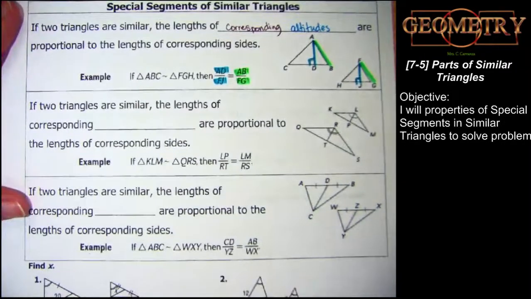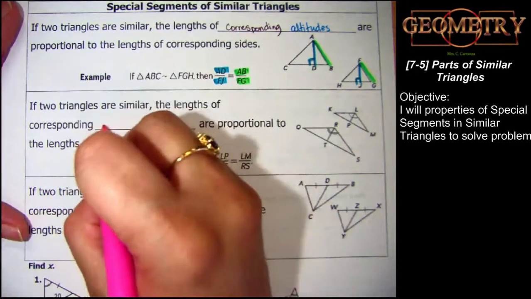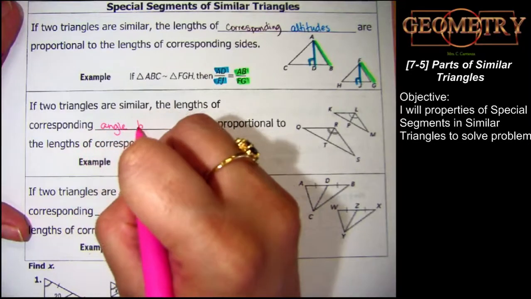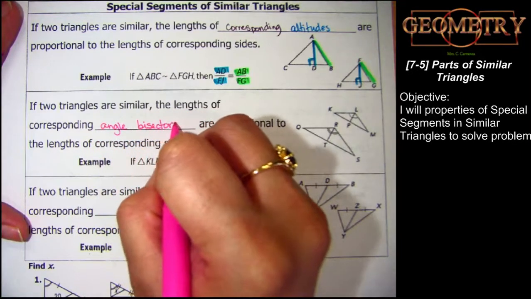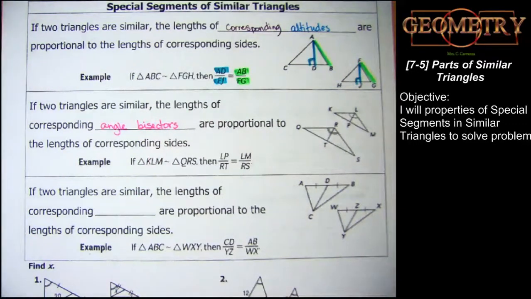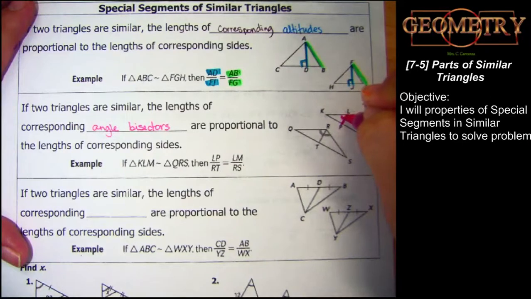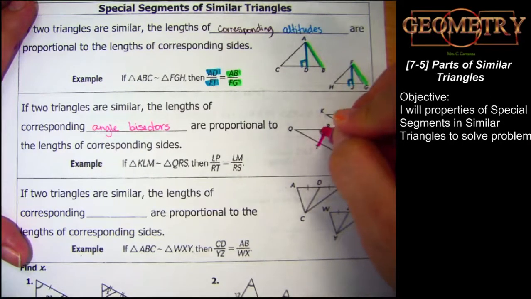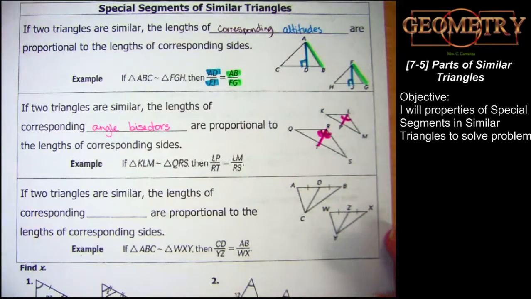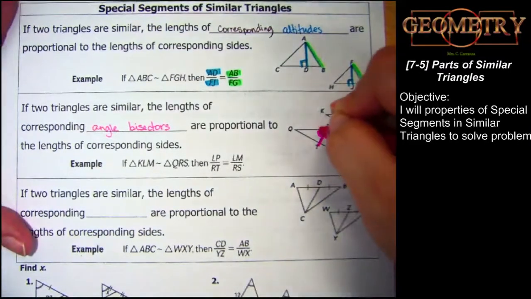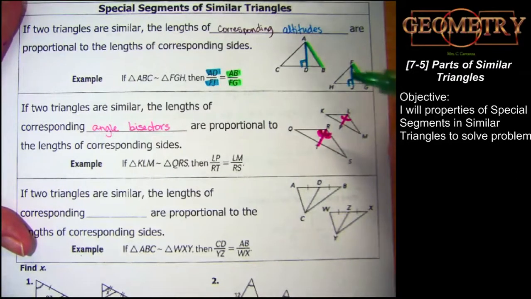Our second special segment is if we have two similar triangles, the lengths of their corresponding angle bisectors are going to be perpendicular, or excuse me, are going to be proportional to the corresponding side length. Okay, so here's our picture, and here's our angle bisector. Recall that angle bisector is a line that cuts one of the vertices into two congruent pieces.